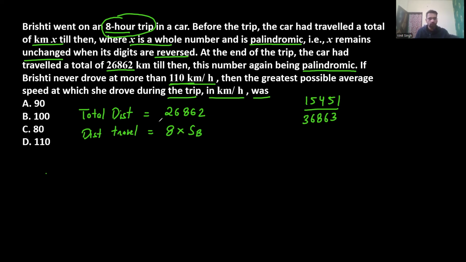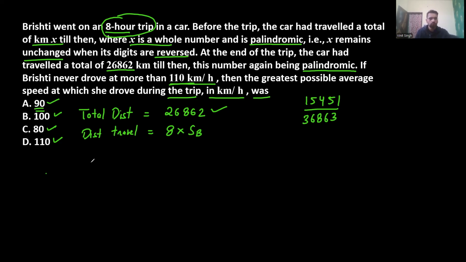Four options are given: 90, 100, 80 and 110. We will put in the value of Brisky's speed as 90, 100, 80 and 110, and after that, we will subtract this number from 26862. Why are we subtracting? After subtracting this number from the total distance, we will get a palindromic number. If in any of the options we get a palindromic number, the answer will be the correct one. So I started with 90.